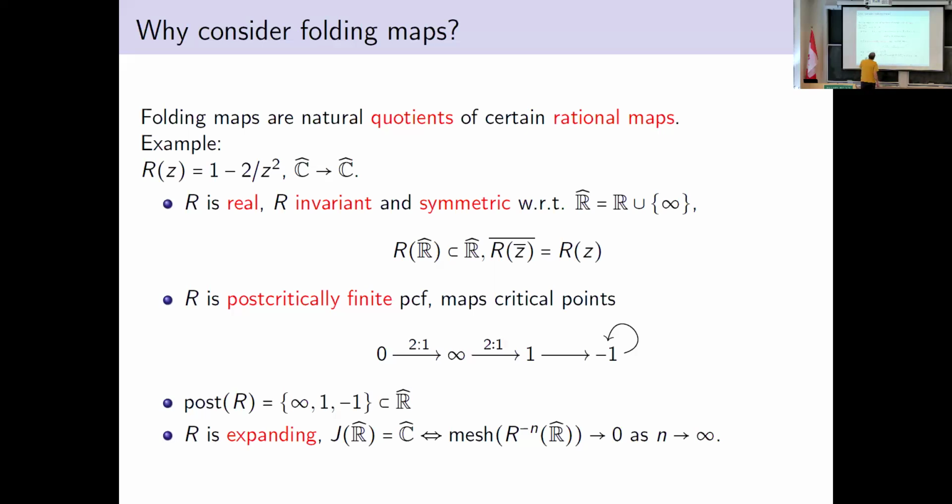And it's also expanding. I mean, it's actually a lattice map. The Julia set is the whole sphere. So what does that mean? If I pull back the real line and look at how the sphere is subdivided, the tiles shrink to 0.